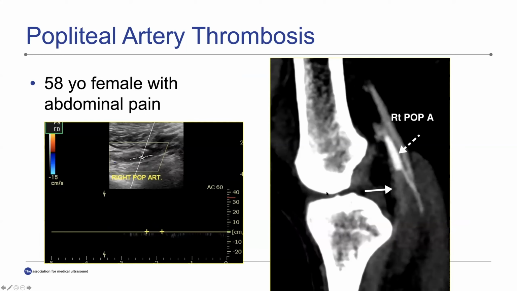And that was confirmed on the CT angiogram, which shows that the popliteal artery has an abrupt cutoff and thrombosis of that popliteal artery. So it's not unusual to see thrombosis involving different vessels and different organ systems.